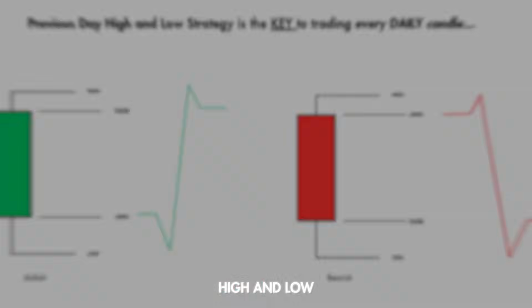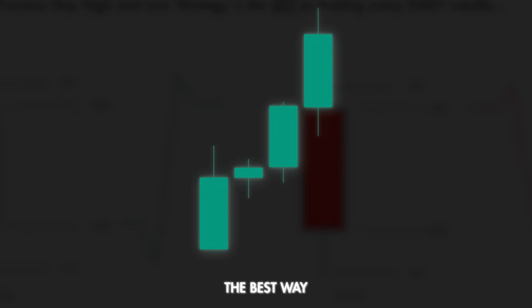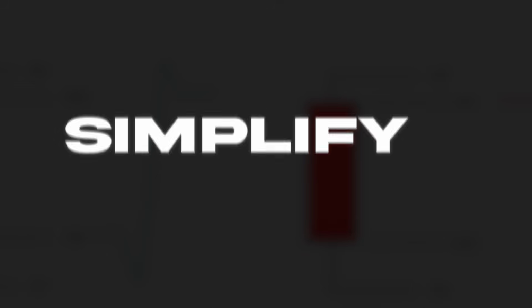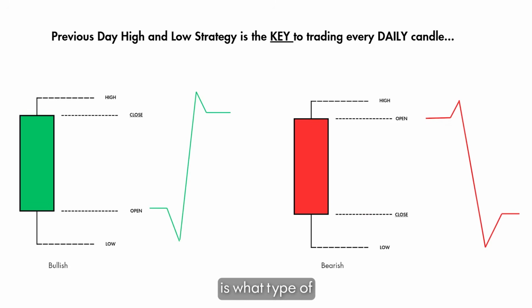The previous day high and low strategy is the key to trading every single daily candle. The best way to simplify your daily bias. Now, what you want to be focusing on is what type of candle we are creating, okay? So let's first understand our candle anatomy.